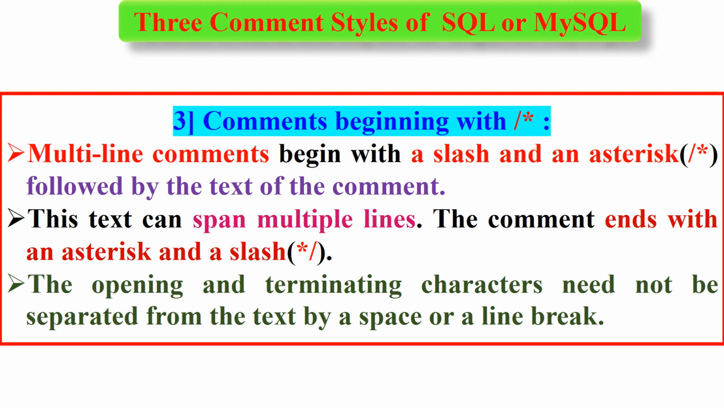The next comment style is comments beginning with a slash and an asterisk. Multi-line comments begin with a slash and an asterisk, followed by the text of the comment. This text can span multiple lines. The comment ends with an asterisk and a slash. The opening and terminating characters need not be separated from the text by a space or a line break.